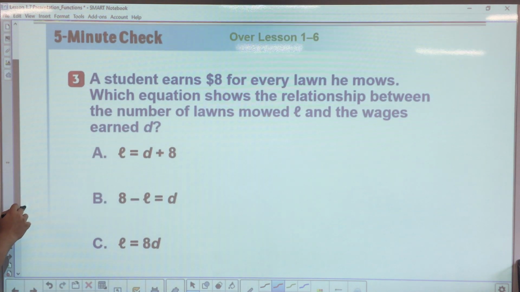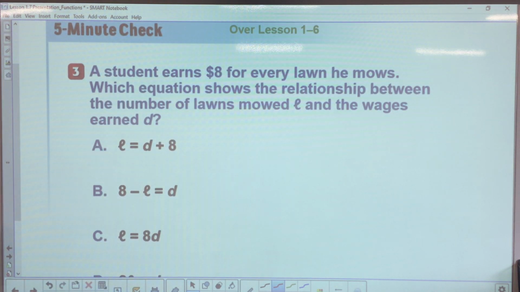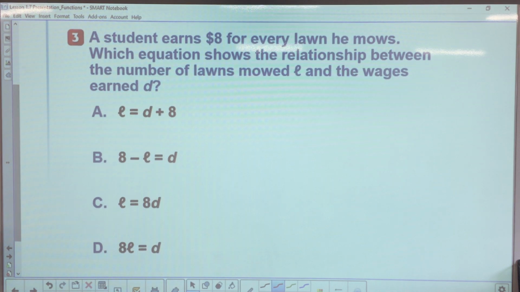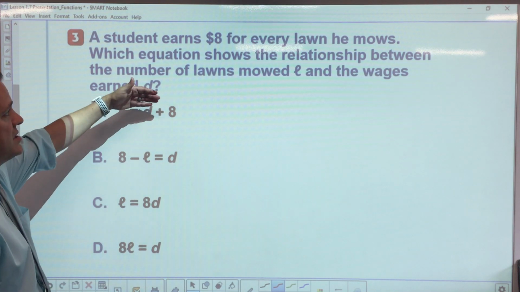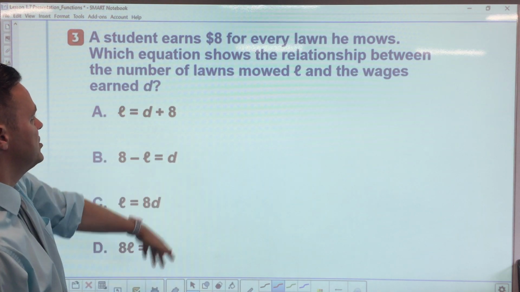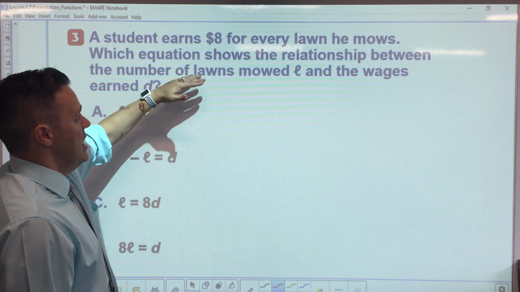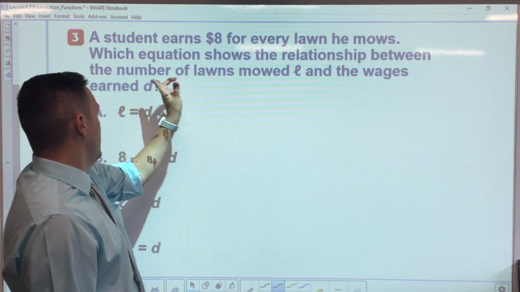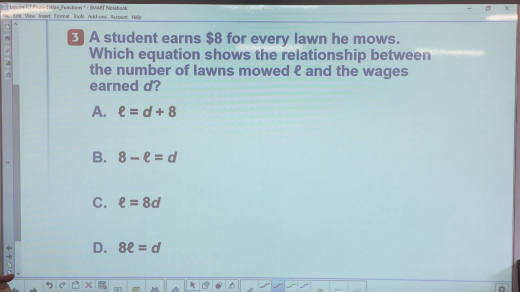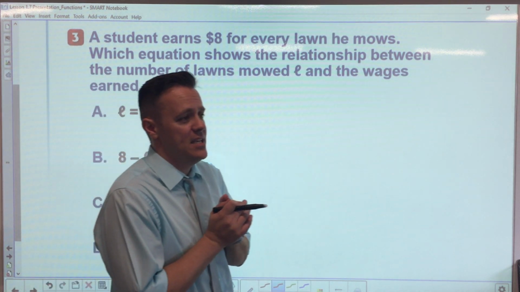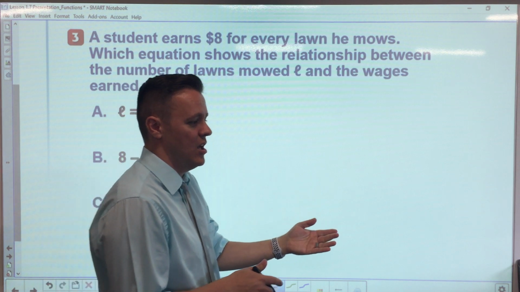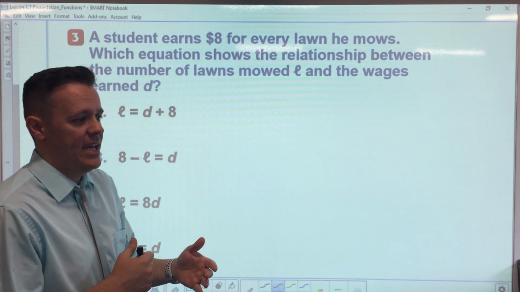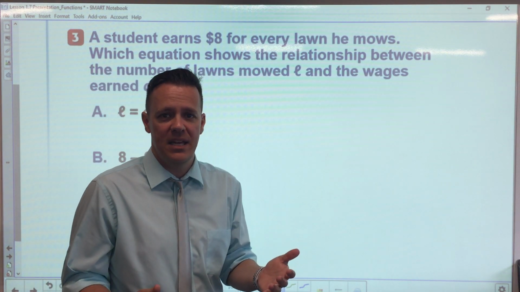All right. Number 3. Check this out and let me know what you think. Let me give you the last example just in case. A student earns $8 for every lawn he mows. Which equation represents the relationship between the amount of lawns mowed, L, and the wages earned, D? So what do you think that would be? If he is mowing, every time he mows a lawn, how would you actually represent that in annotation?